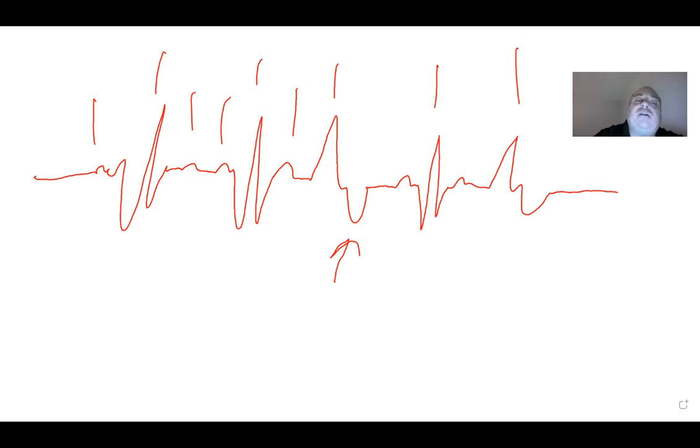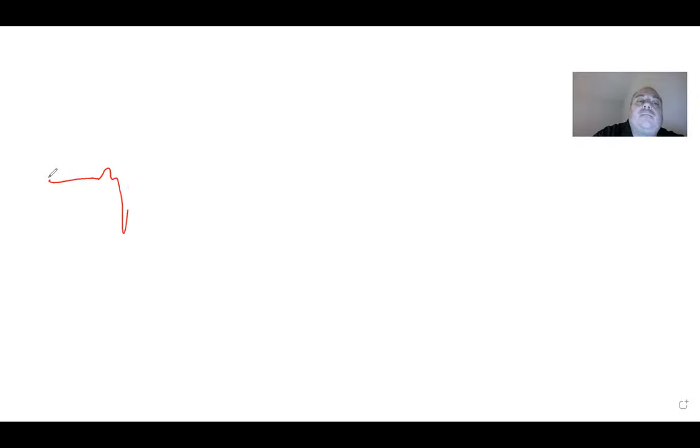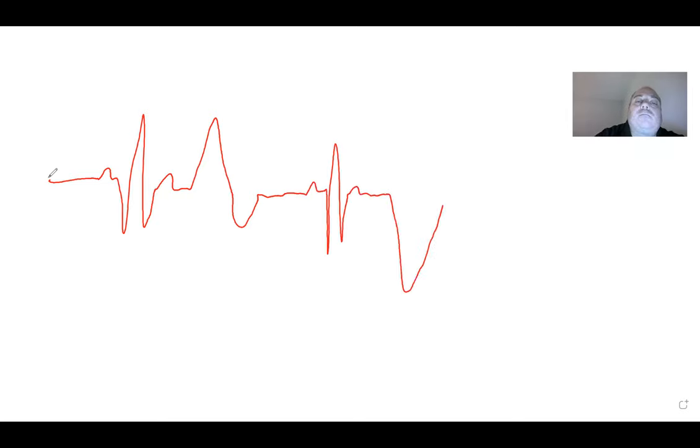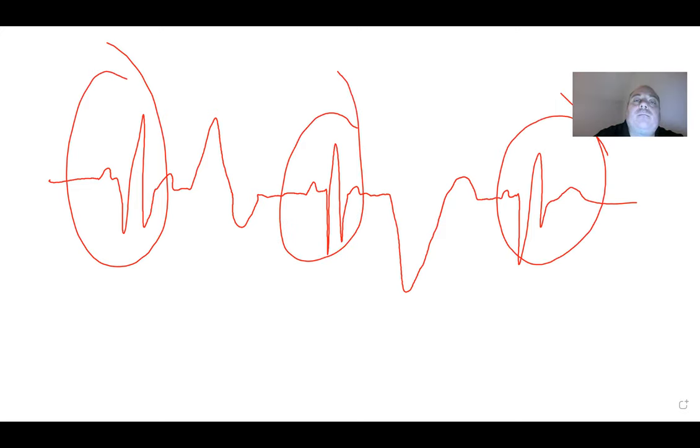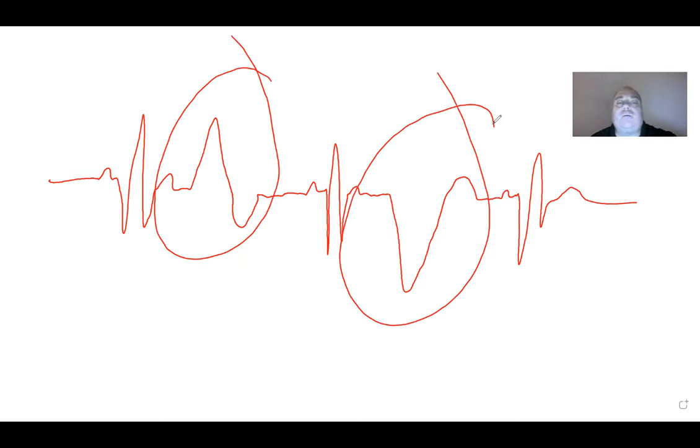So if you have PVCs that have the same morphology in a strip, in other words, all the PVCs have the same shape, we call that unifocal PVCs, uni, one, right? If you had something that was like, normal beat, right? And we got a PVC here and a PVC here, okay? So what do we notice? That they have different morphologies, different shapes, okay? So if you have PVCs that have the same shape, unifocal. If you have PVCs that have more than one shape, we call that multifocal PVCs. So electricity is originating in different parts of the ventricles to create these. Okay, so that's PVCs, unifocal, multifocal.